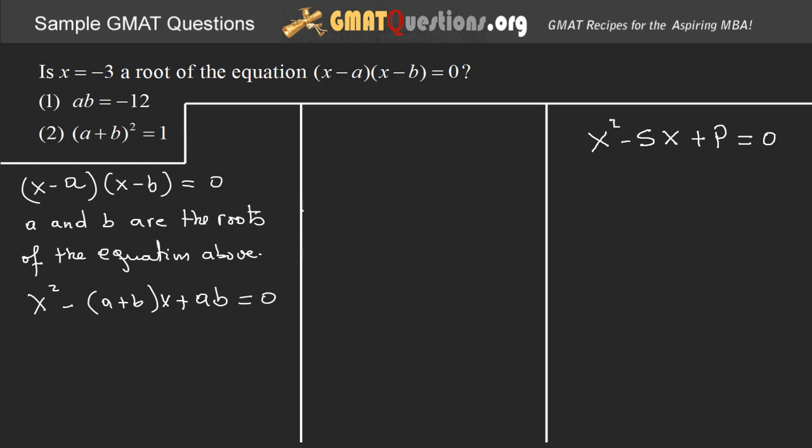Now, where do we go from here? We know that number 1, ab is equal to -12. Using this, is it possible to know whether x equal -3 is a root of the equation? Let's see. What we can do at this point is x squared minus (a + b) x minus 12 is going to be equal to 0, because ab is equal to -12. Now, there's an x here. At this point, what we can do is plug in the -3. If you plug in the -3, we'll see if it leads to this whole thing being equal to 0.